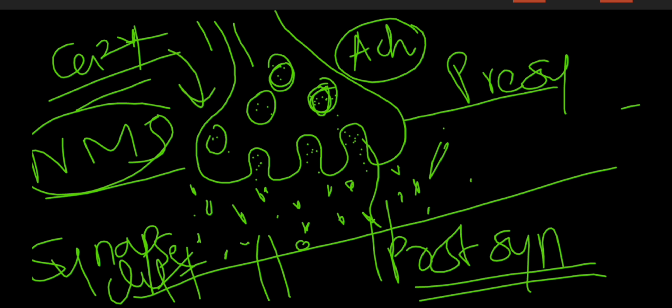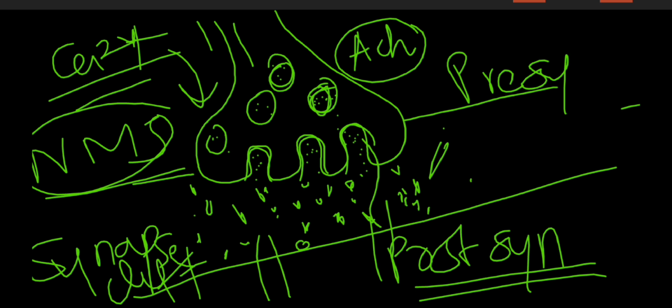Once calcium rushes into the axon from the extracellular fluid, the increase in calcium ions inside the axon terminals causes the synaptic vesicles to fuse. These synaptic vesicles fuse at the terminal membrane. As a result, acetylcholine is released into the synaptic cleft. See, like this.